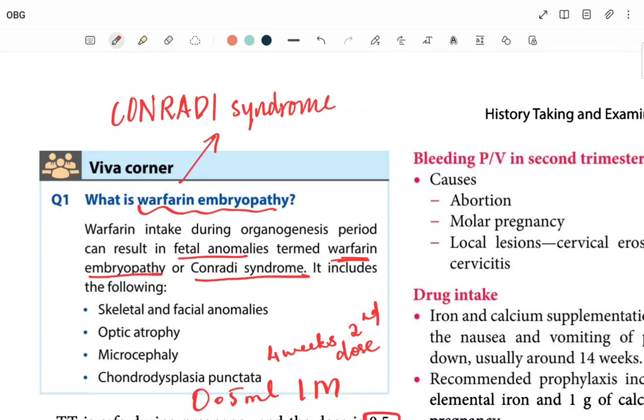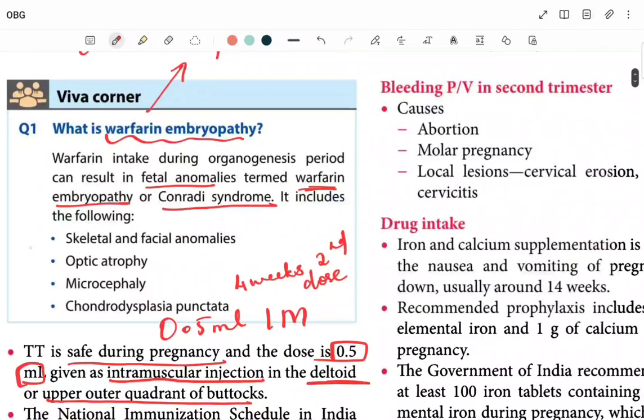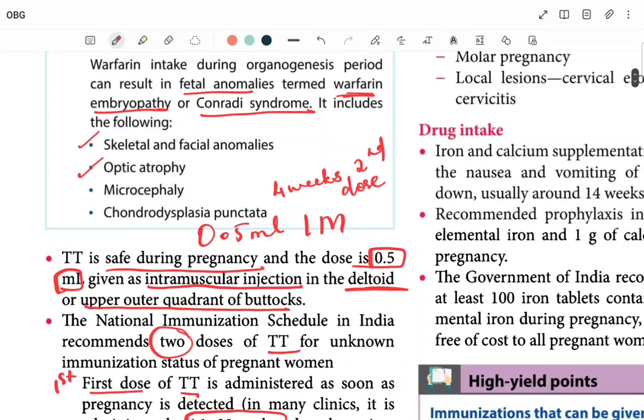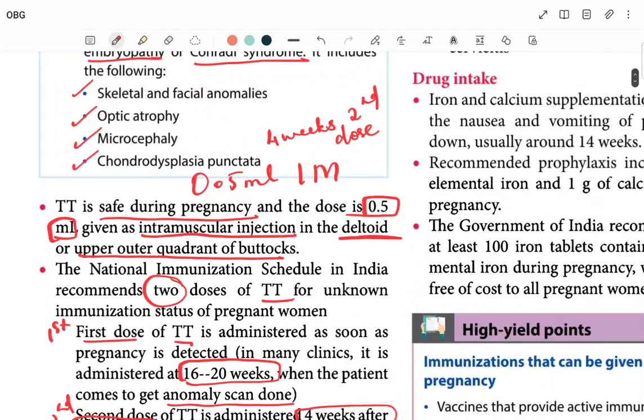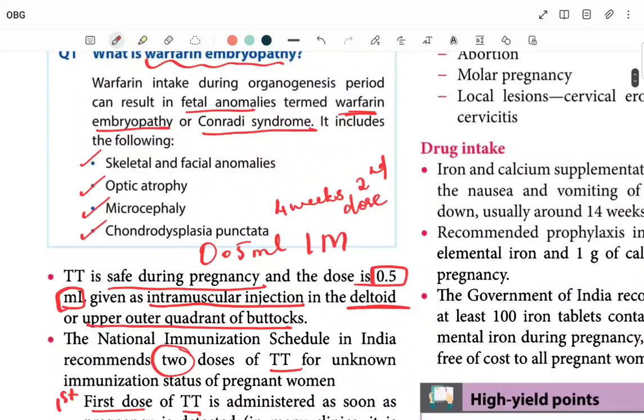Conradi syndrome includes skeletal and facial anomalies, optic atrophy, microcephaly, chondrodysplasia punctata. So Conradi syndrome or warfarin embryopathy includes four things: skeletal and facial anomalies, optic atrophy, microcephaly, and chondrodysplasia punctata.